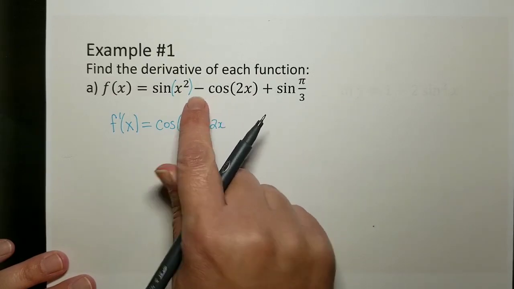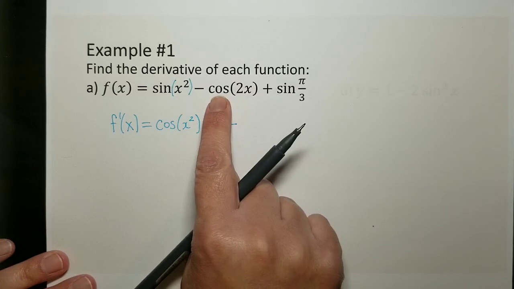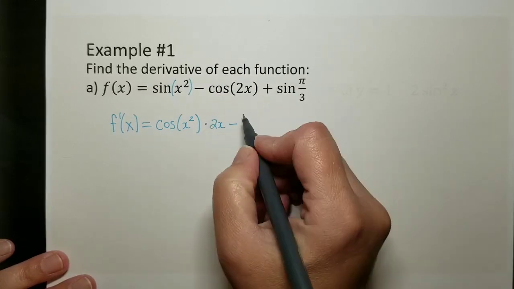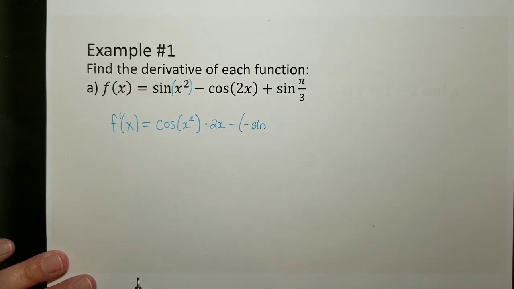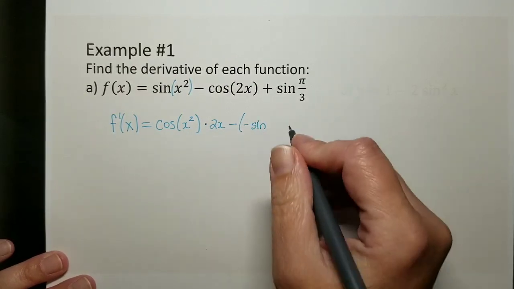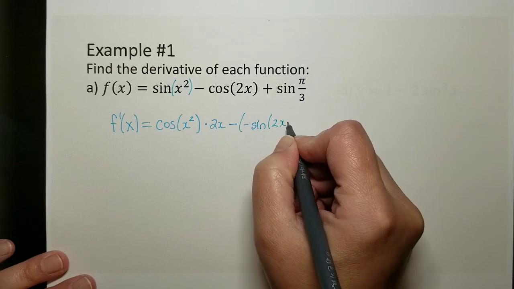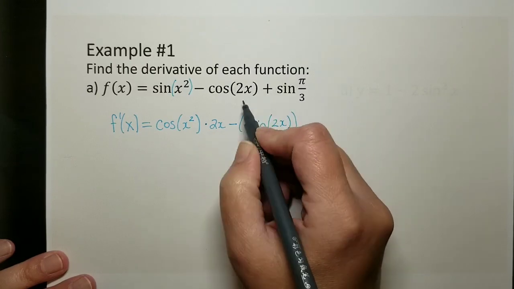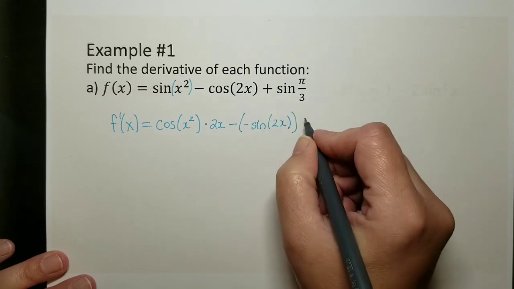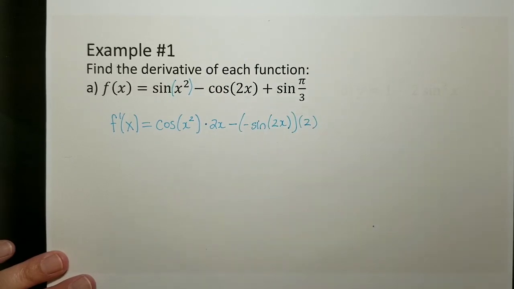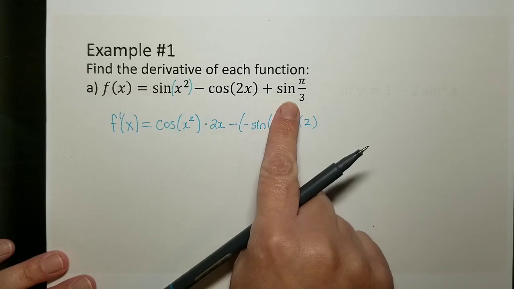Now, I've got minus. The derivative of cos is negative sine. So you obviously could just think ahead and make that a positive. That's okay. I'm just showing all my steps. And I keep the angle in there the same. Then I have to multiply by the derivative of the angle. So times 2.